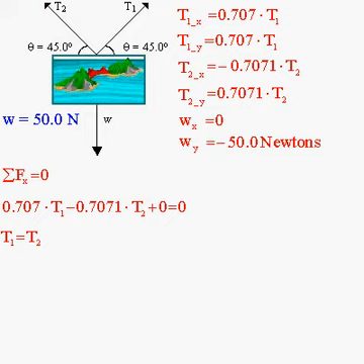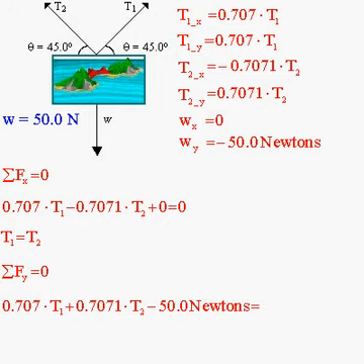Now let's move to the y dimension. The sum of the forces in the y dimension also must equal 0. Well, T1y is 0.707 T1, T2y is 0.7071 T2, and Wy is negative 50.0 newtons. Those all have to sum to 0. So now we have another equation with two unknowns. However, that shouldn't be a problem, because as you should remember from Algebra 2, if I have two equations with the same two unknowns, I can solve them simultaneously.